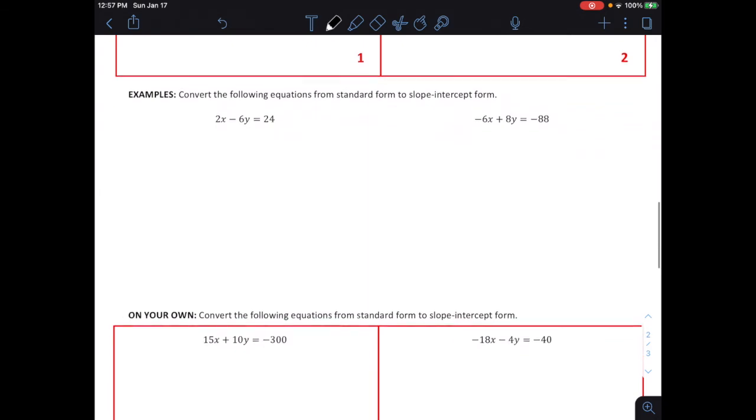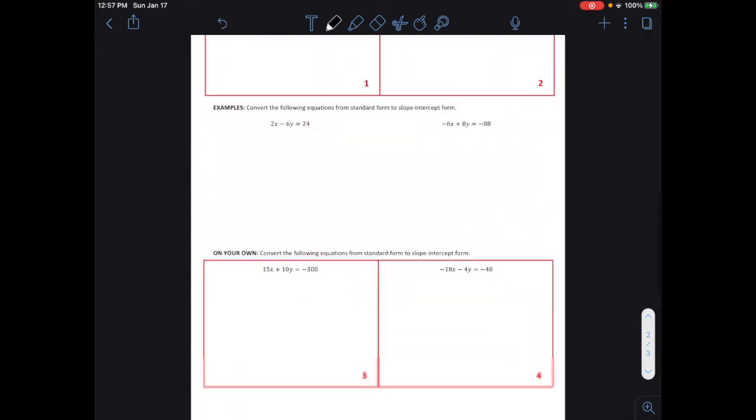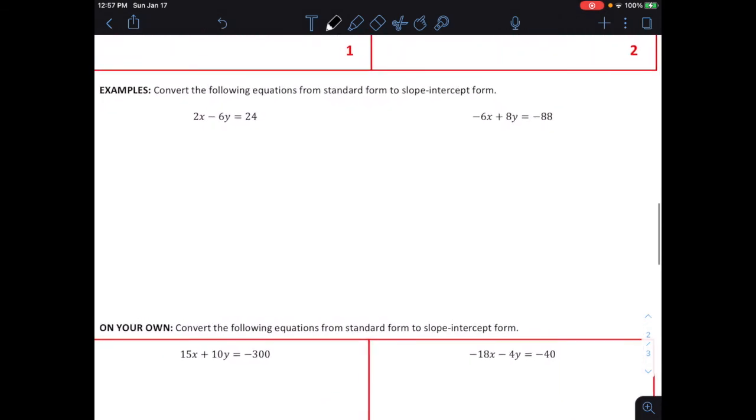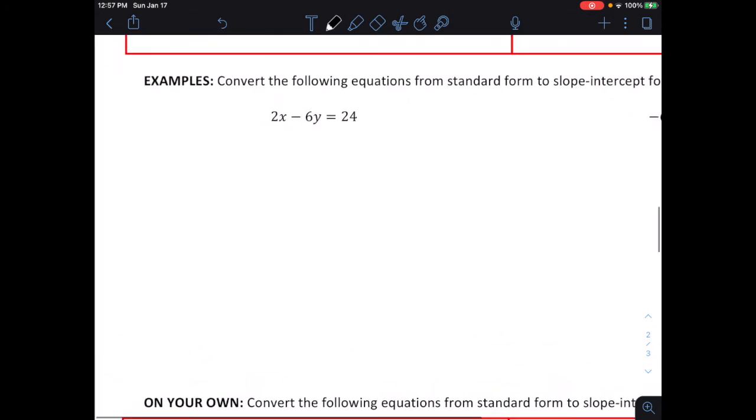All right, here we go. I think, yeah, we just have 2 more examples. So the first one, 2x minus 6y equals 24. So all we have to do is subtract 2x from both sides.